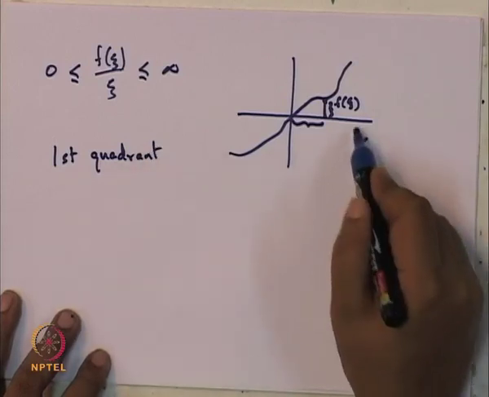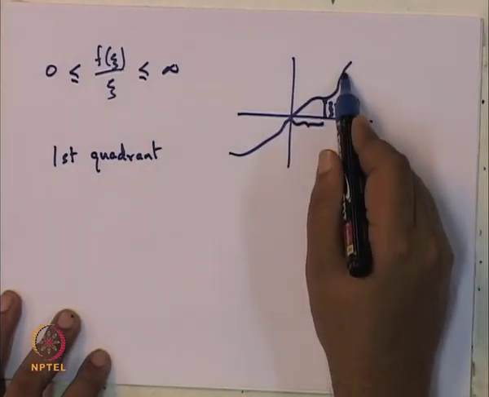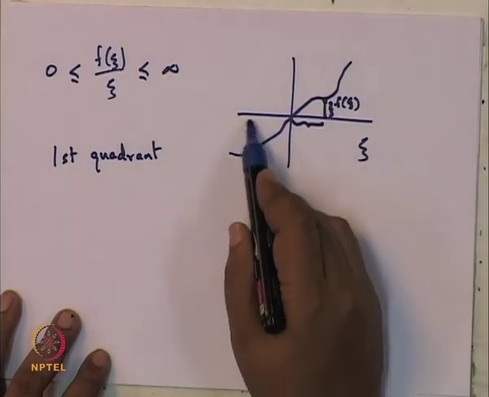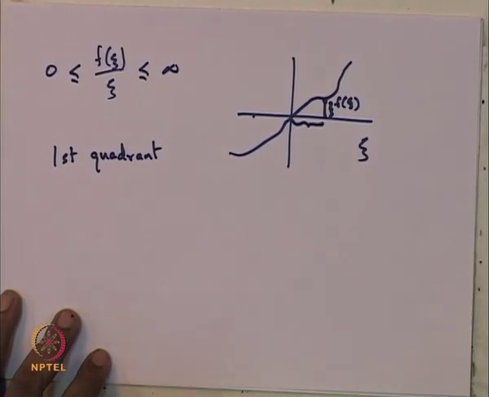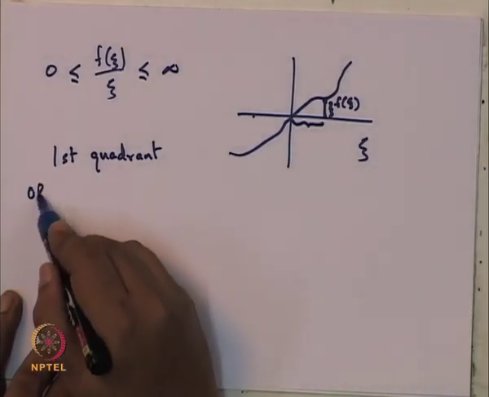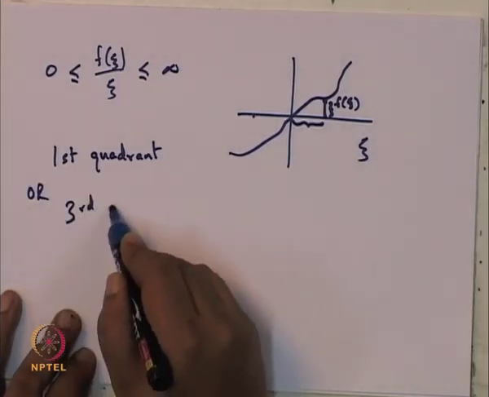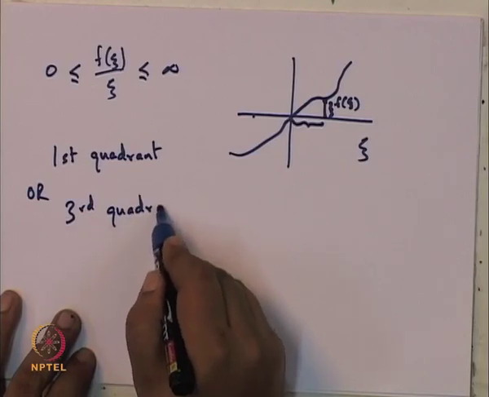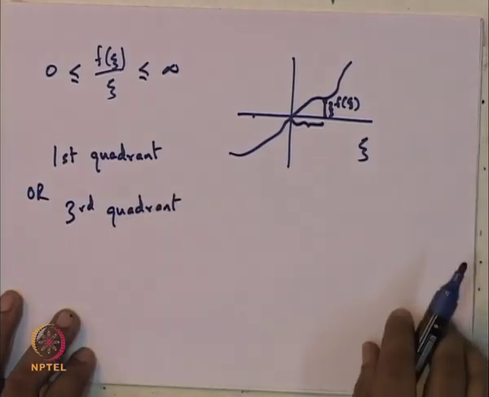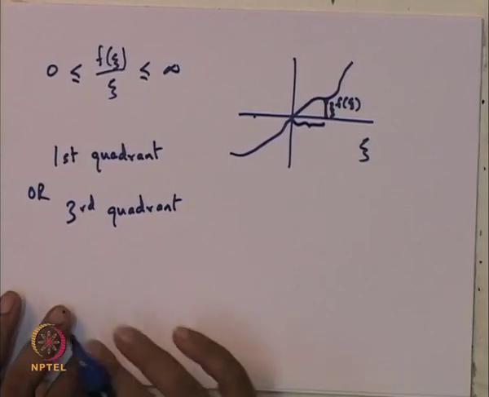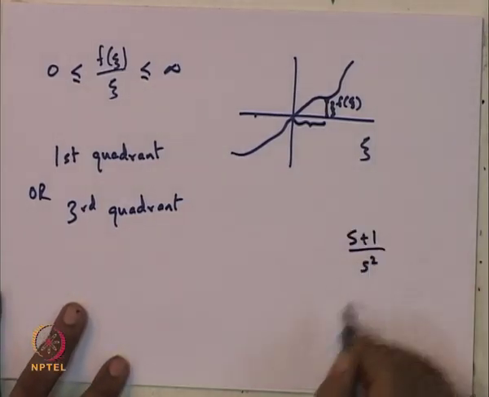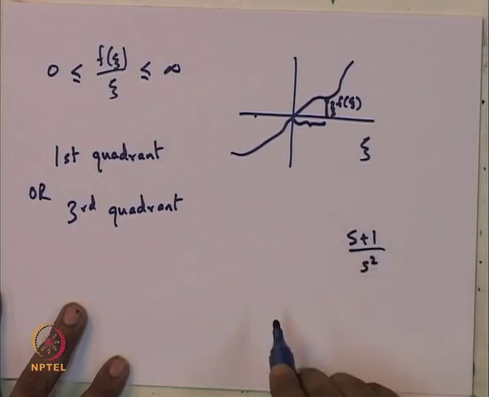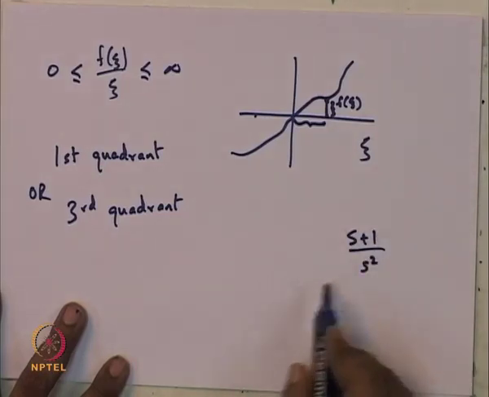That means when the input is positive, the output is positive, or the third quadrant, that means when the input is negative, the output is negative. So, the first quadrant or third quadrant. Okay. Now, the linear system that we looked at, (s+1)/s², we saw that this particular linear system is stable.